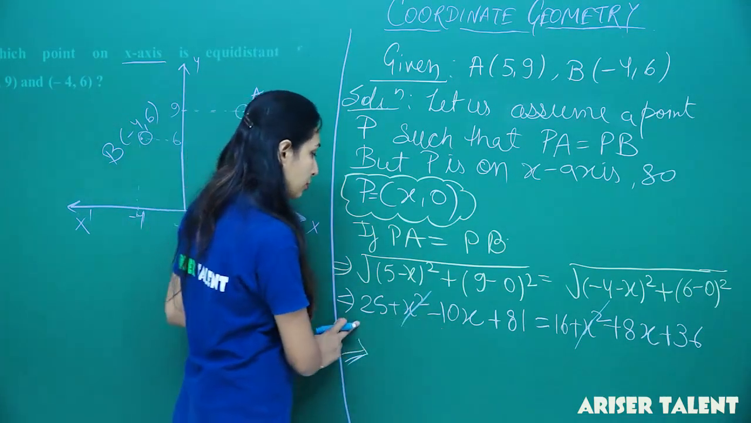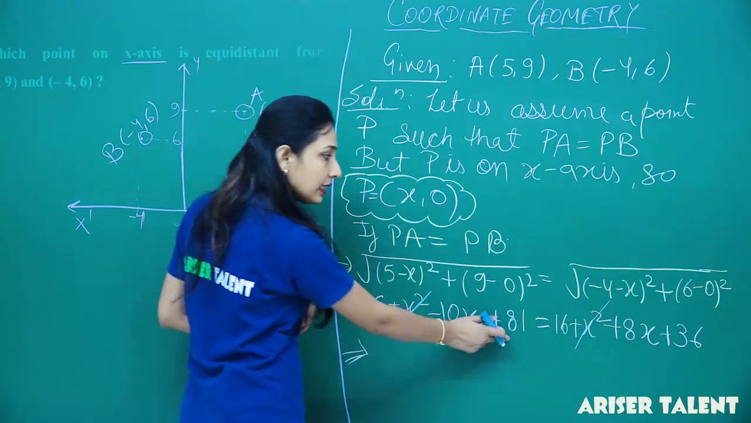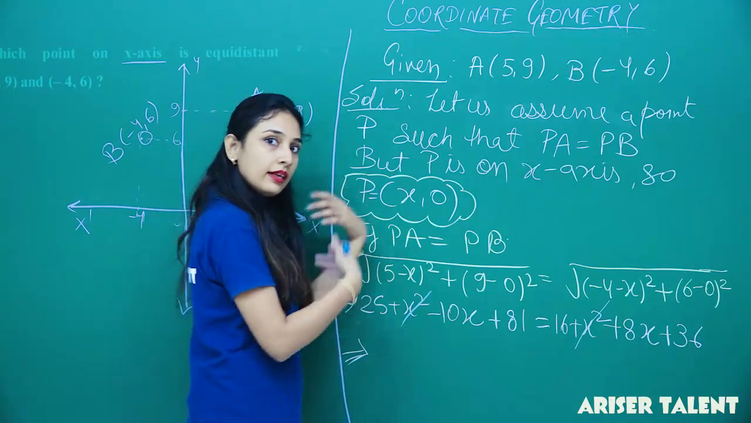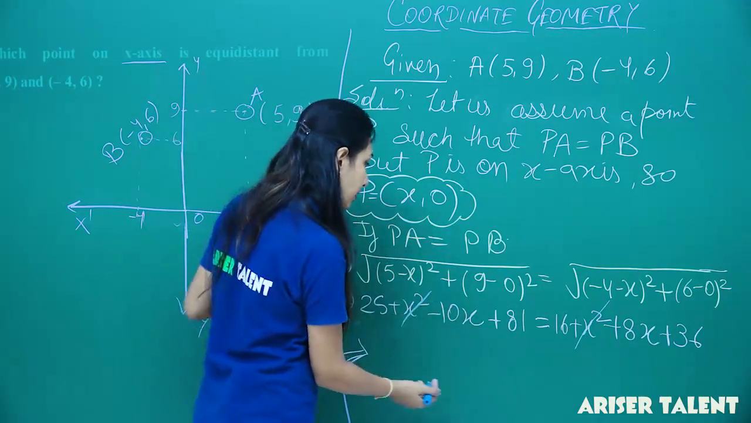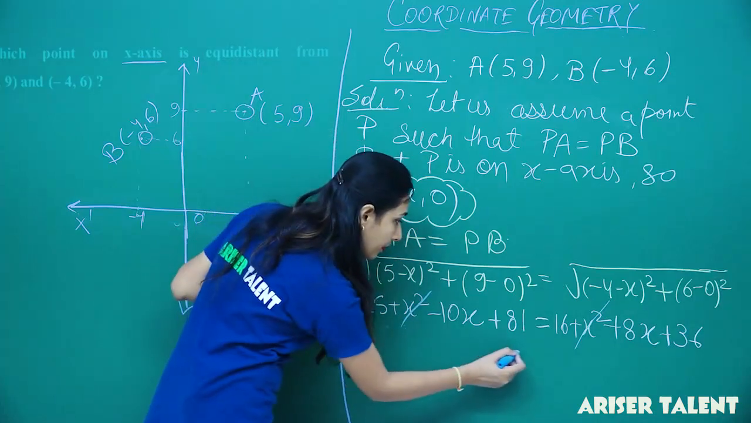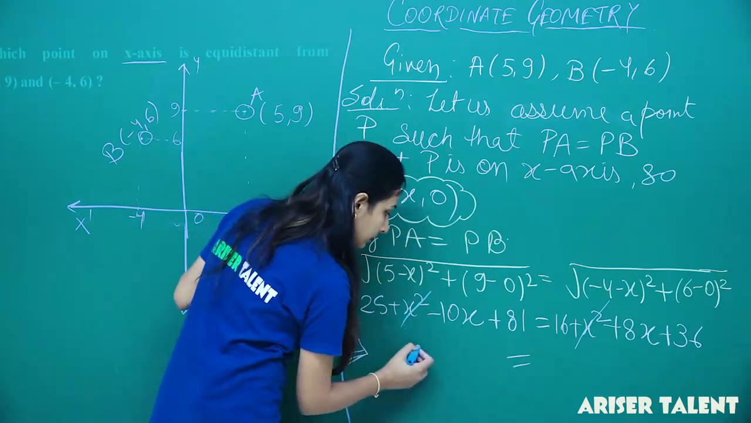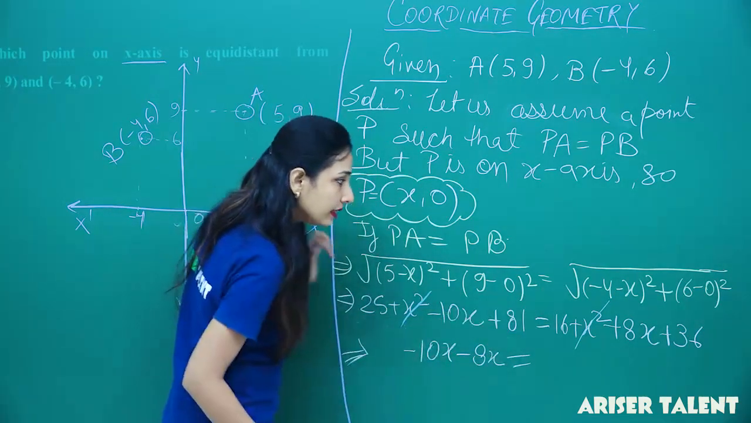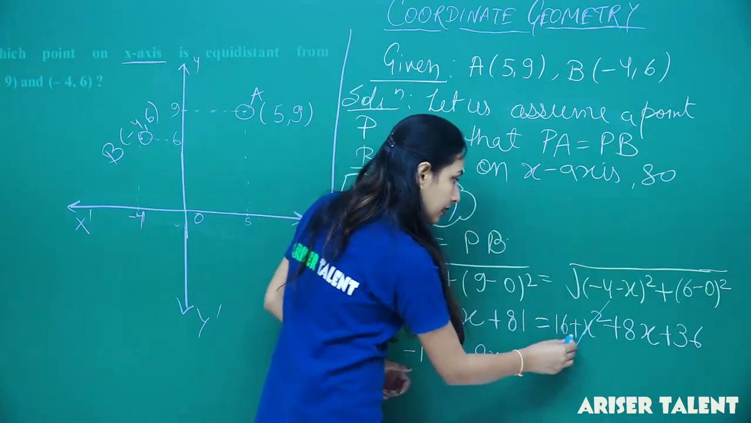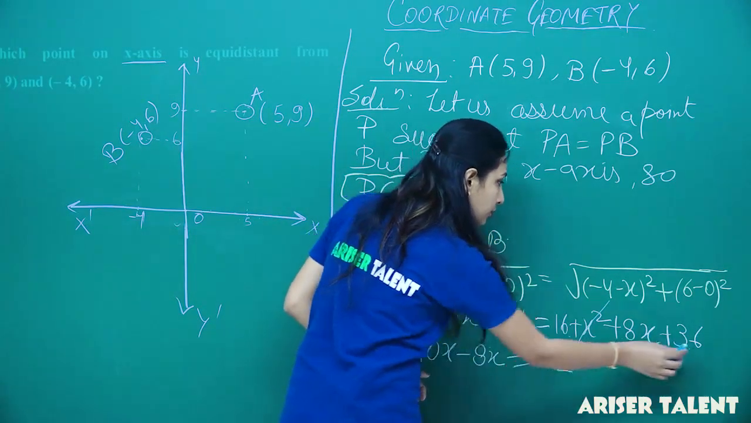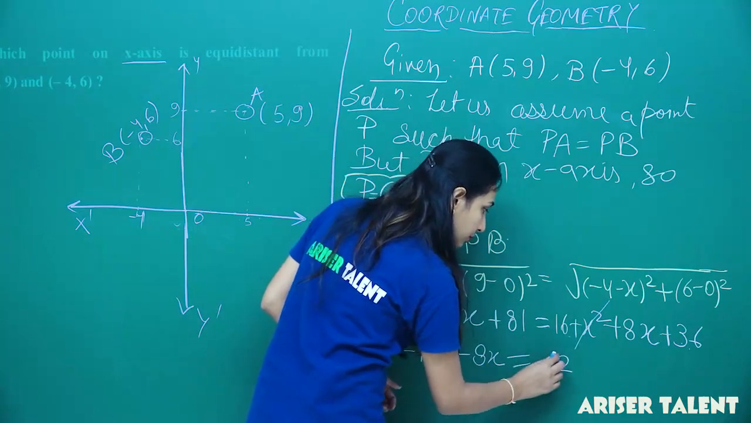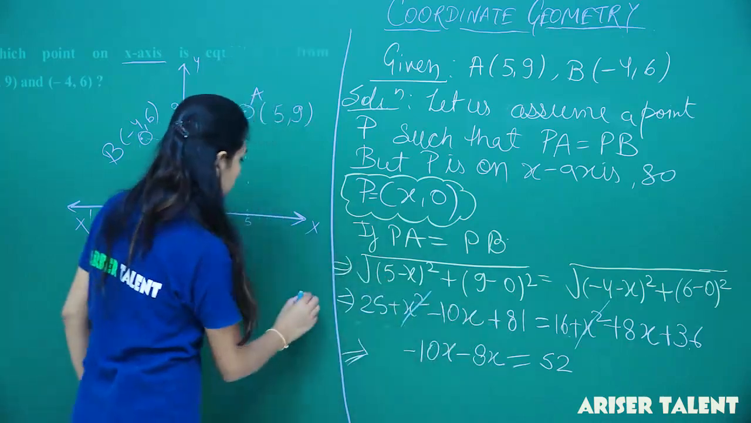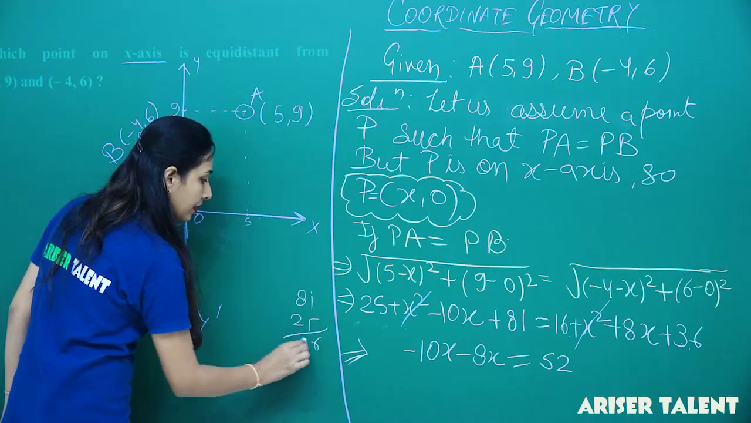So, that is 25 here, that's 81 here, and that is 36 here. What we can do, we'll shift the x here and the numeric values there. So, that will be minus 10x minus 8x, and if I go there, that will be 2 and 1, then 4 and 5. So, 52, right? And here this is 81 and 25, 106.